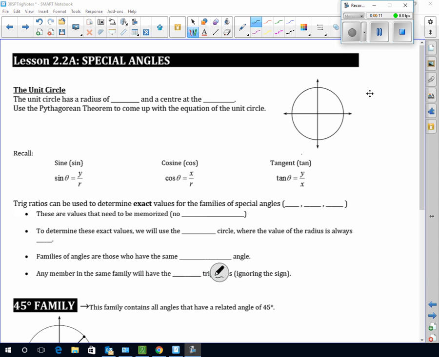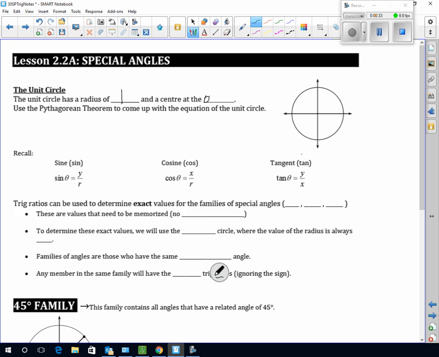Okay, so a unit circle. The definition of a unit circle is that it has a radius of, does anybody know? 1, and the center is at the origin. Nobody wants to talk because they're getting recorded here. Okay.